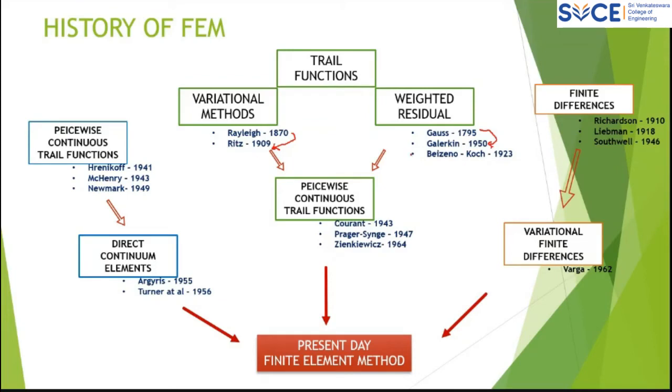So these are all methods. Finally, what we use now is the piecewise continuous trial function, right? Up to this, it is differential equation, right? What they do is they create a mathematical model. The mathematical model is a differential equation, d square y by something. They solved that differential equation.